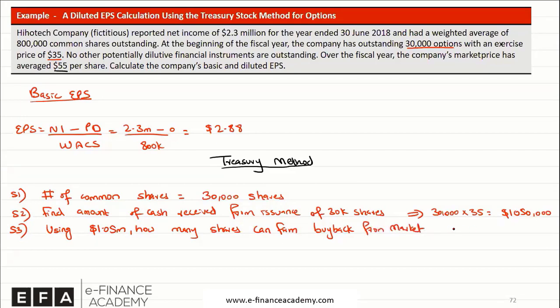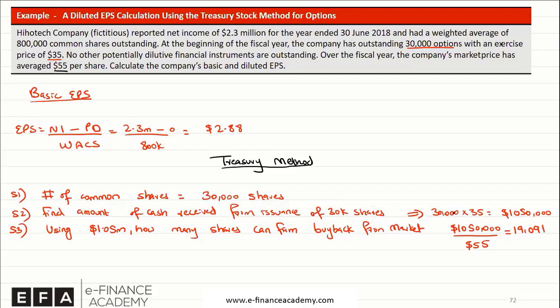So how much amount do you have? You have 1,050,000. This is the amount you have, while the market price is 55. So at a price of 55, if you have to buy back each share, if we divide this by 55, the number of shares that could be bought back from the market is around 19,091. So these are the number of shares that you can buy back using the same amount of money that has been raised under the options.